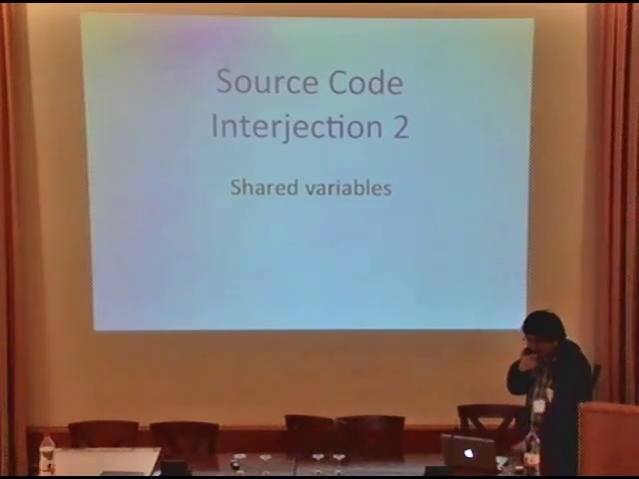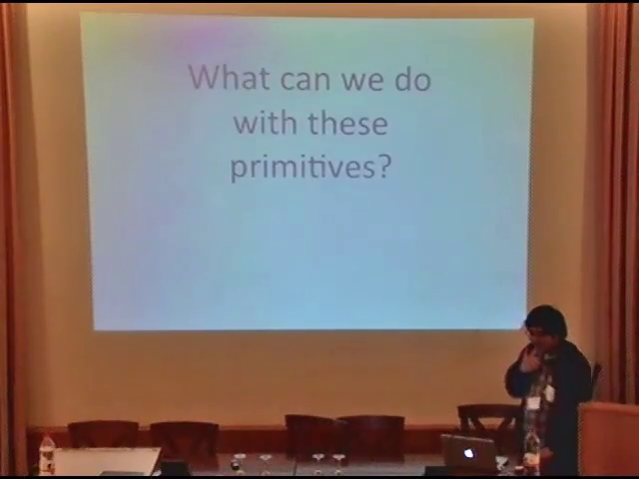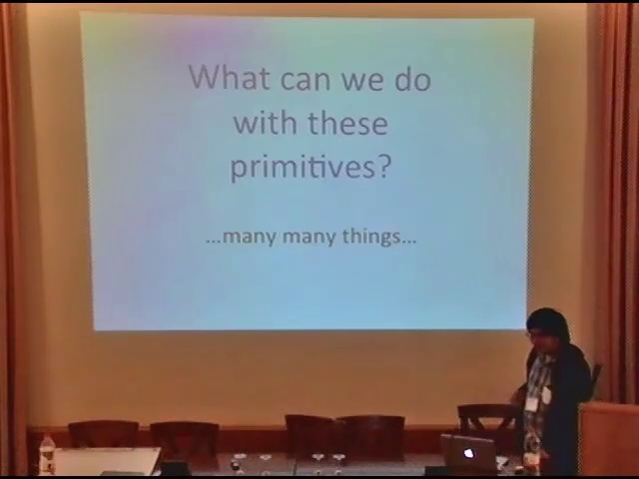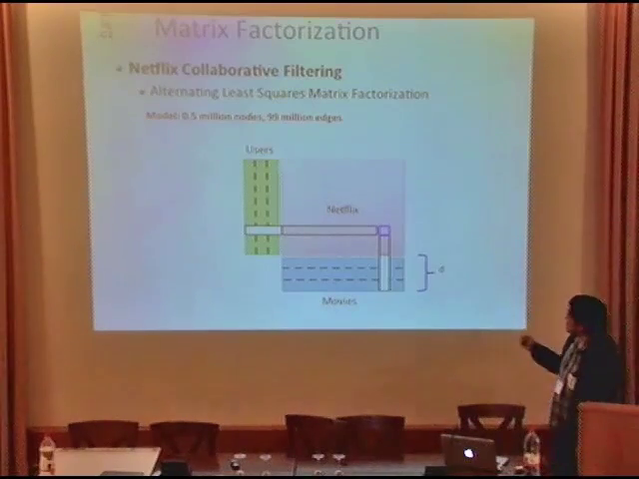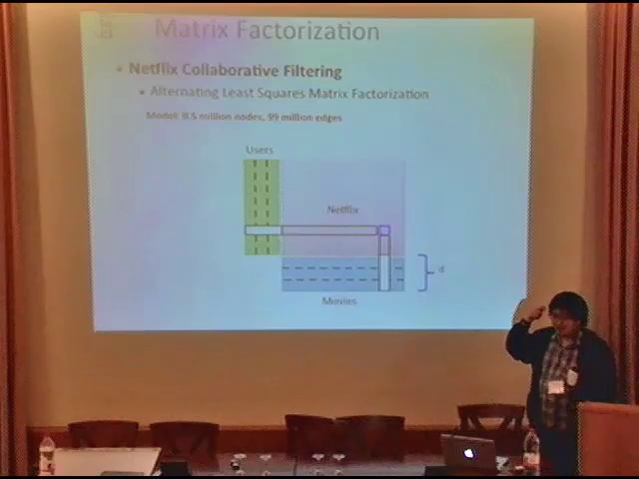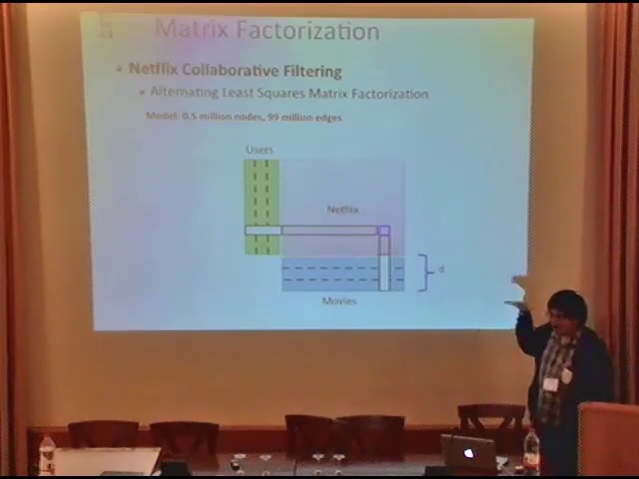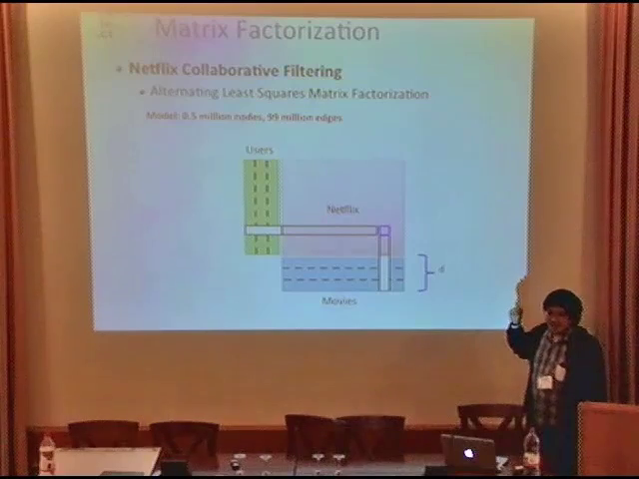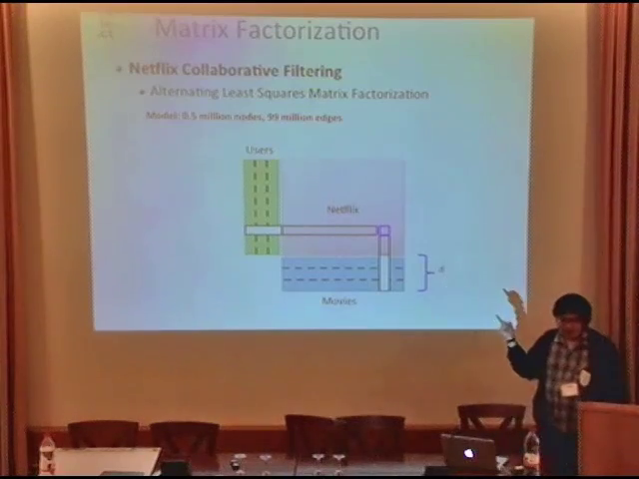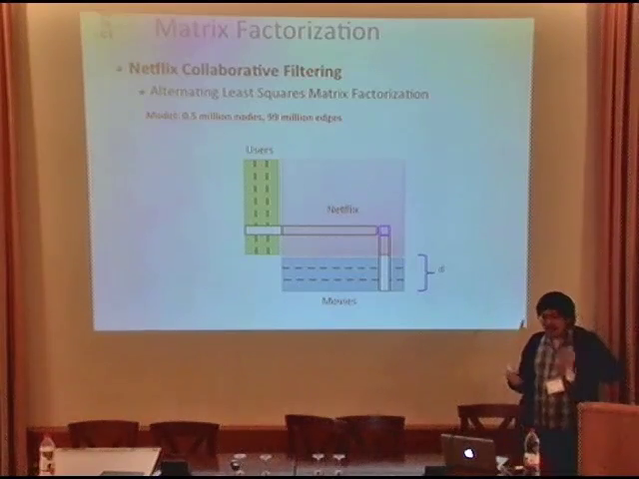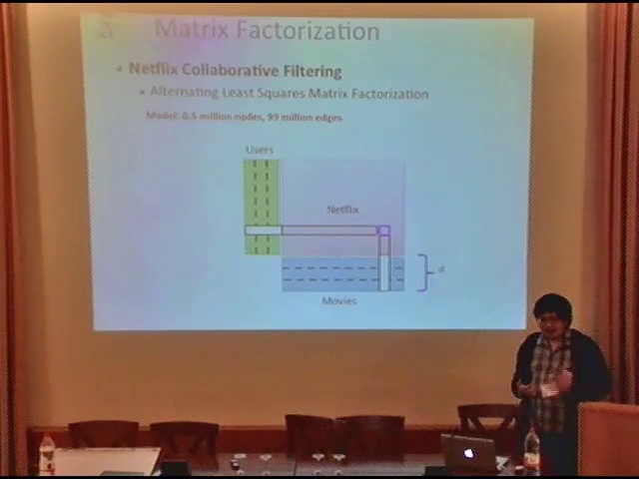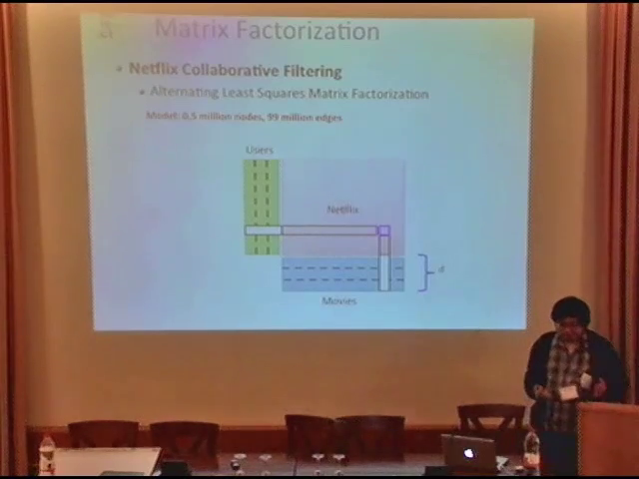So the question is now, what can we do with all these primitives? It turns out we can do many, many things. One example is matrix factorization. Matrix factorization is used, for instance, with Netflix. Let's say the Netflix matrix: we have users and movies. We can think of the sparse matrix as a bipartite graph between users and movies, with an edge between a user and a movie if the user rented the movie before.